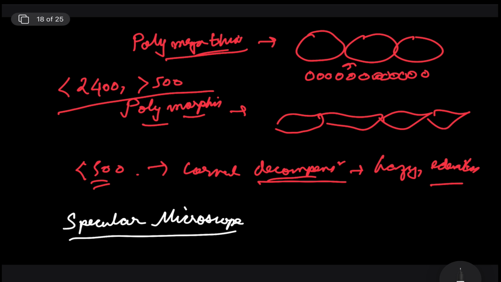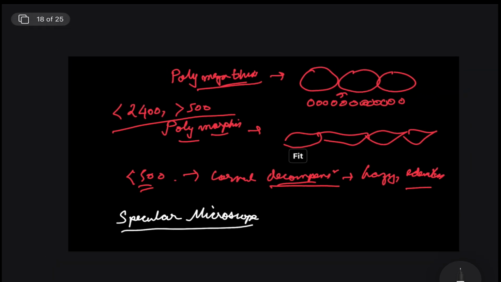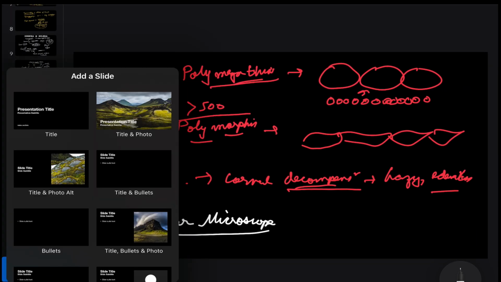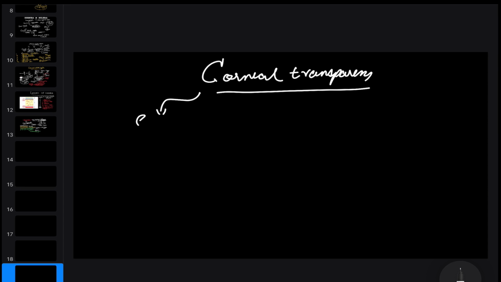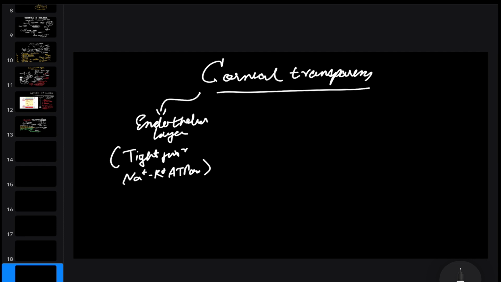Okay. Now, since we were talking about corneal transparency, there are some other factors by which corneal transparency is maintained. Let's quickly talk about those. So remember, we talked about corneal transparency being maintained by the endothelial layer. How did the endothelial layer do it? By tight junctions and by the sodium potassium ATPase pumps. But is there any other structure which helps in corneal transparency maintenance as well?